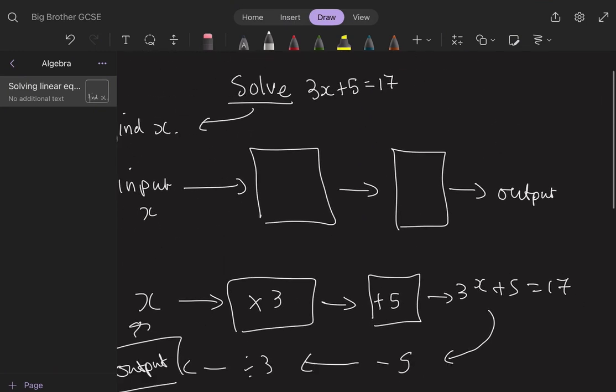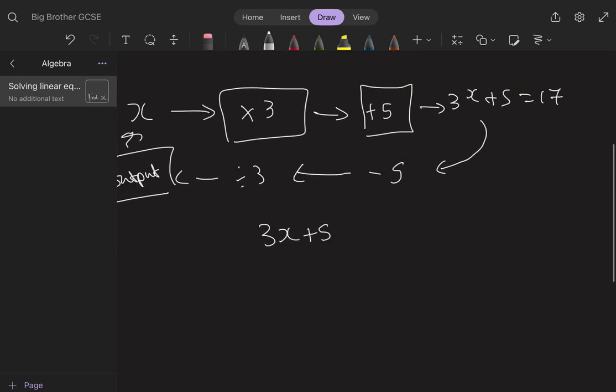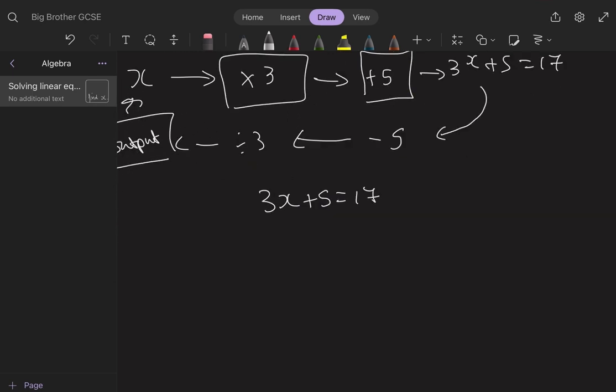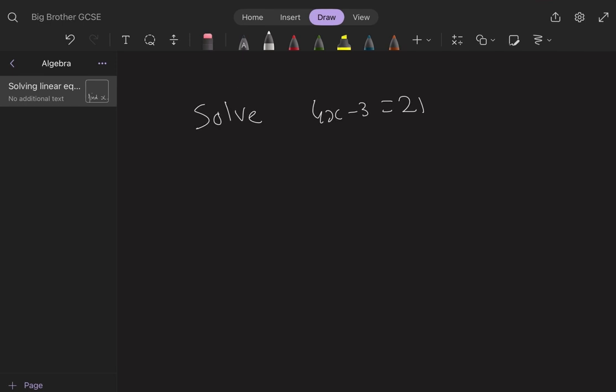3x plus 5 is equal to 17. Algebraically, we must minus 5 from both sides. Whatever you do to one side, you must do to the other. So 3x is equal to 17 minus 5, which is 12. Then we must divide by 3 to both sides. Like I said the first time, we must divide by 3 to both sides. That equals 4. That's the answer to our first example.